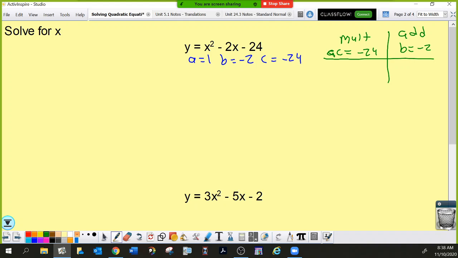But the two numbers that multiply to -24, which means one's positive, one's negative, that add to -2 will be -6 and +4. Those two numbers do multiply to -24. They do add to -2. So we're in good shape there.